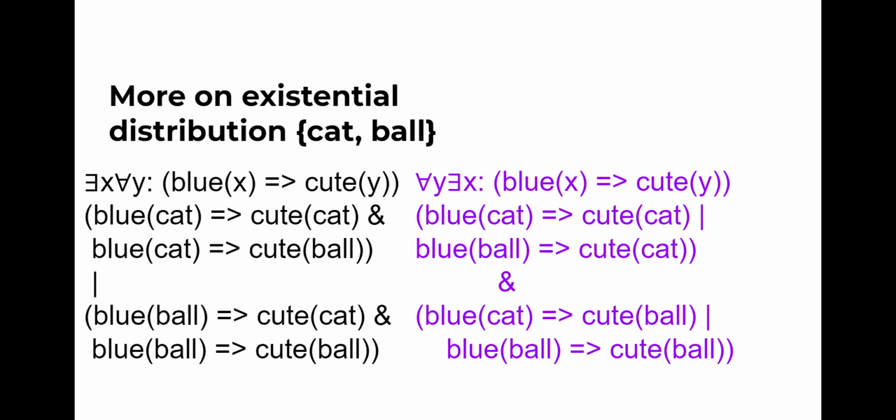blue of cat implies cute of cat, and blue of cat implies cute of ball. We have to have both of those logical sentences evaluate to true in order to cause the black sentence to evaluate to true, unless the other clause evaluates to true. But we need one of these two to evaluate to true. And for the first one to evaluate to true, both of the portions, the blue cat implies cute cat and the blue cat implies cute ball, both of those have to be true.